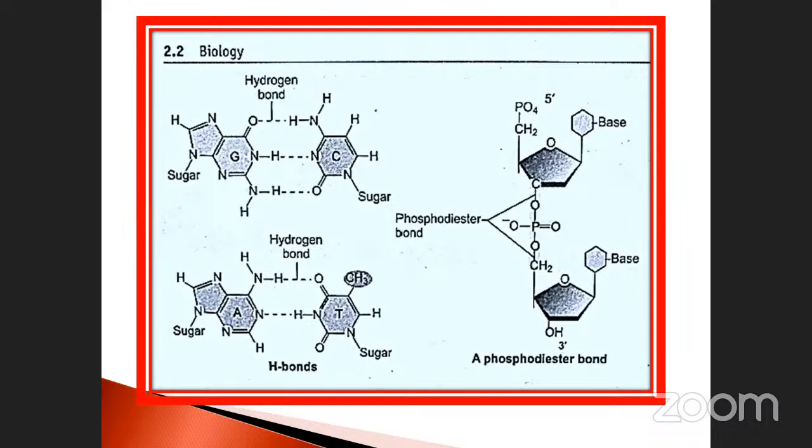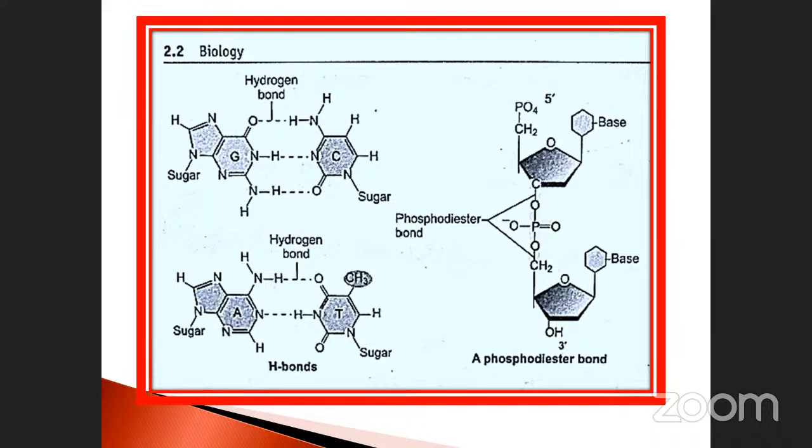See here, I already told you, this is the combination. So the base is here, the sugar molecule, and the phosphate is also there. This one structure is called a nucleotide. More than one structure is called what? Polynucleotide. Okay. The phosphodiester bond.